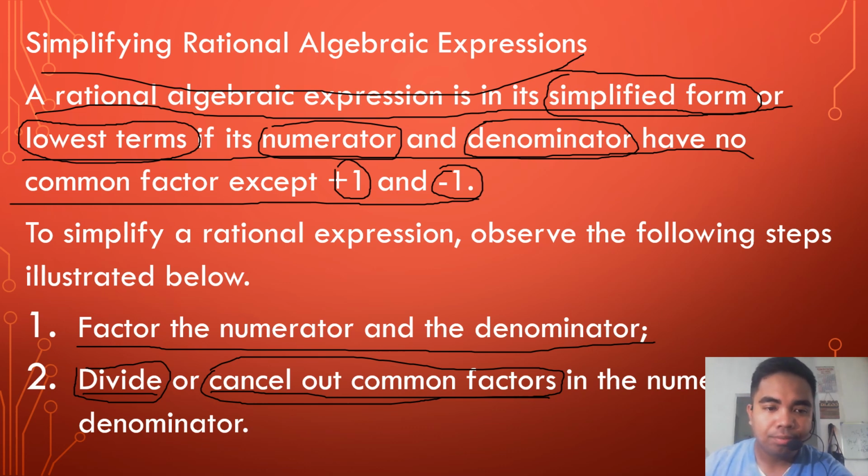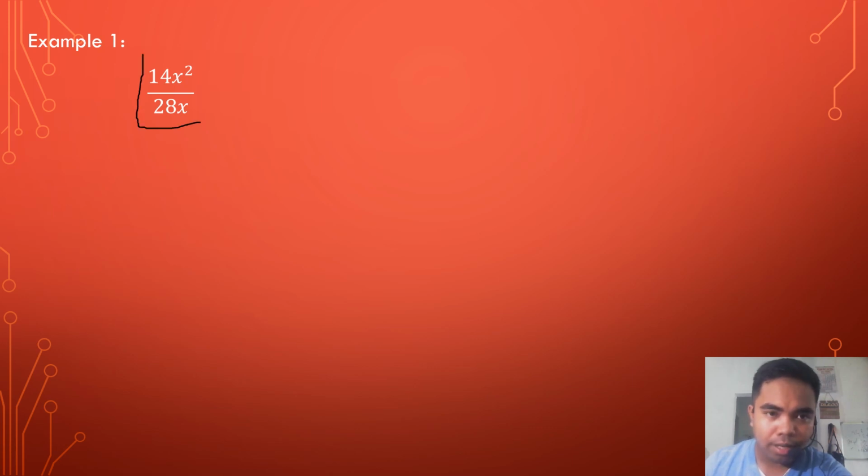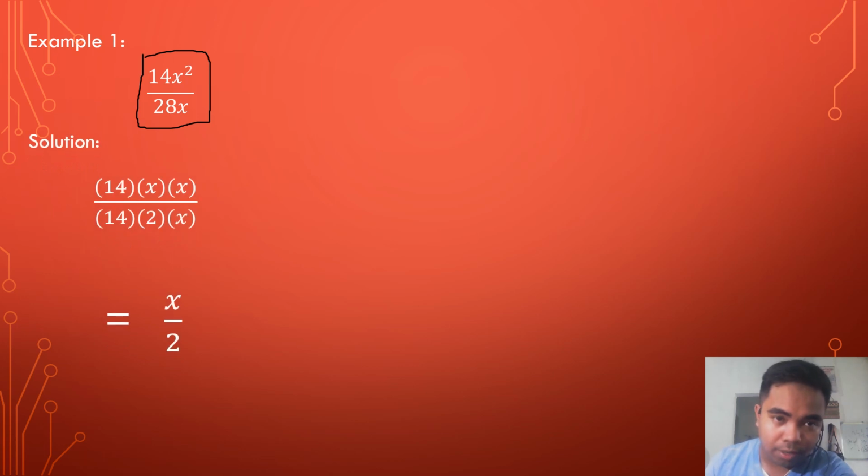Okay, let's go. So next, the first example is 14x squared over 28x. So, yung numerator natin ay monomial, and then the denominator also is a monomial. So, solution is, ang ginawa natin ay finactor by finding the GCF, the greatest common factor.